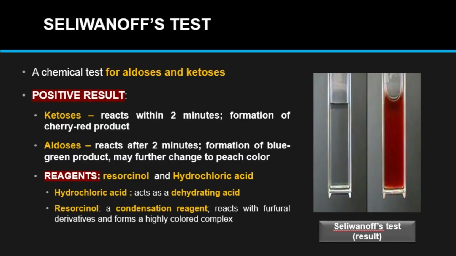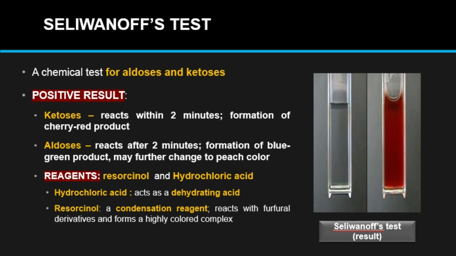Next test we have is the Seliwanov test. Four drops of the reagent and 5 drops of the sample were placed in a test tube. Then it was dipped in boiling water. The changes were observed within 15 minutes of boiling, and the colors were noted as well as the time of appearance. The Seliwanov test is a chemical test for aldoses and ketoses.